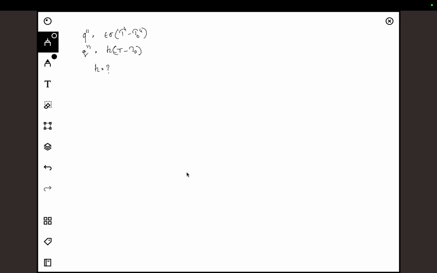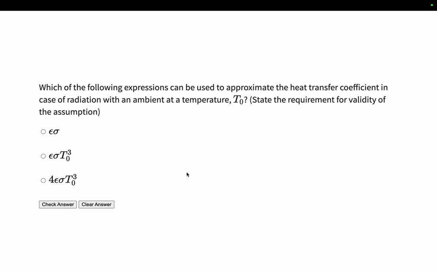Obviously, if this is the case, h will again be a function of temperature, and a function of epsilon, sigma and all this stuff. So what would it be, and where can we make such approximations? I'll give you a couple of minutes so you can quickly come up with an answer.